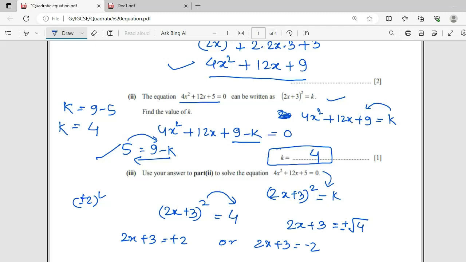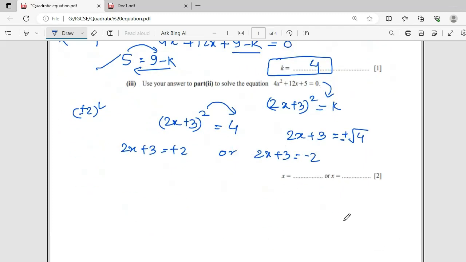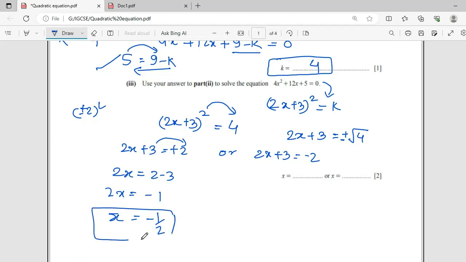Now we have to find the solution. So this 3 will go on this side. What will be our answer? 2x is equal to 2 minus 3. 3 is bigger than 2, so the sign will come as negative. We subtract. 2x is equal to minus 1 and x is equal to minus 1 upon 2. This is our first answer.